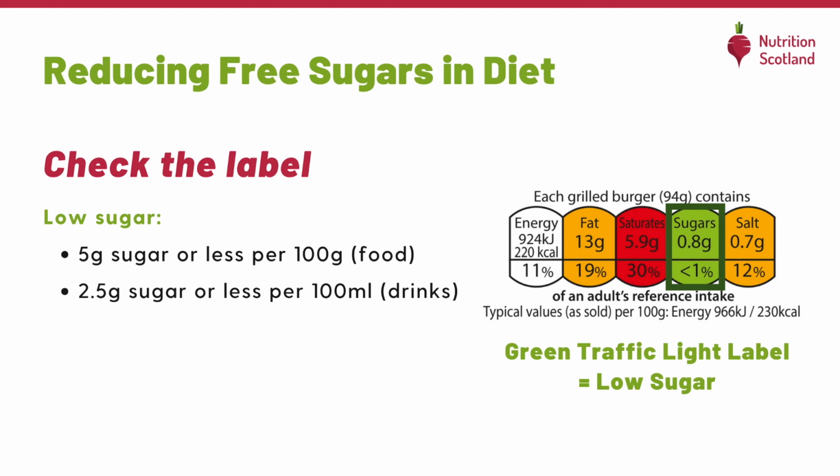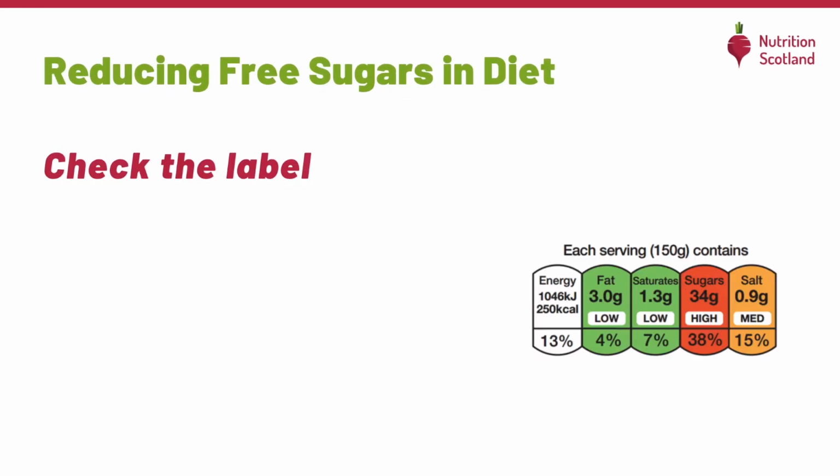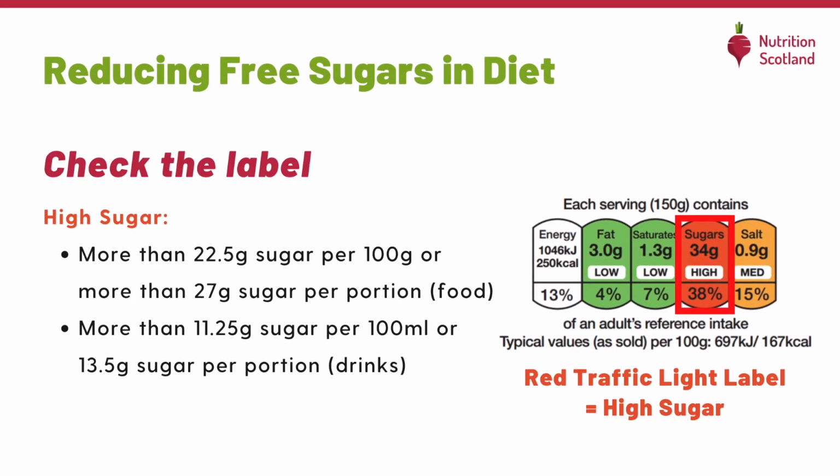Sometimes food products have what is called a traffic light label, which shows whether a product is high, medium, or low in sugar. So alternatively, you can look out for products with a green sugar label, as shown here, which signals that a product is low in sugar. Another way to look at it is to limit the amount of food and drinks you consume that are high in sugar. On a traffic light label, this would be signaled by a red sugar label.